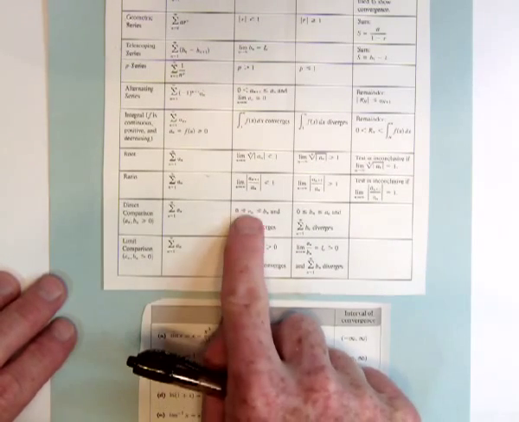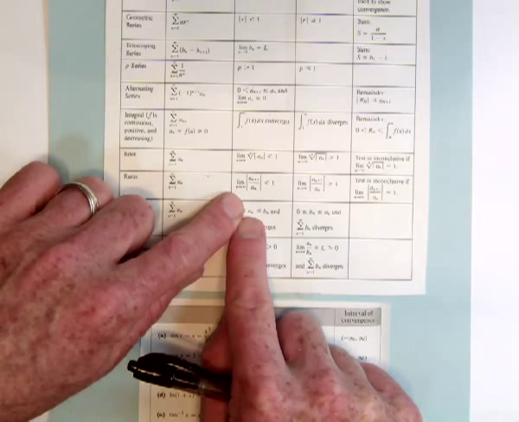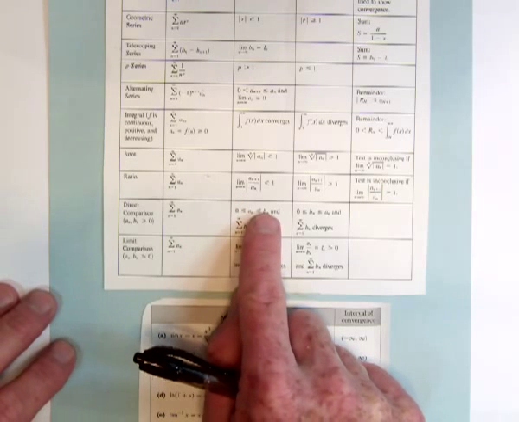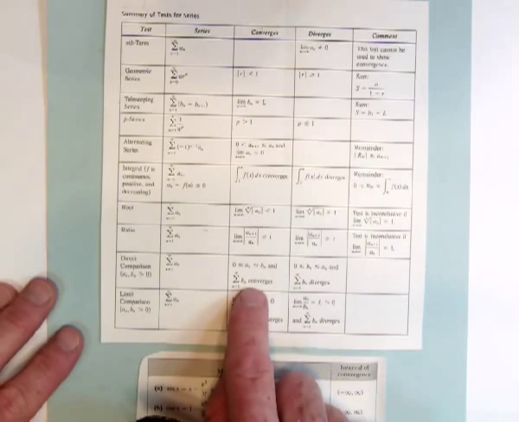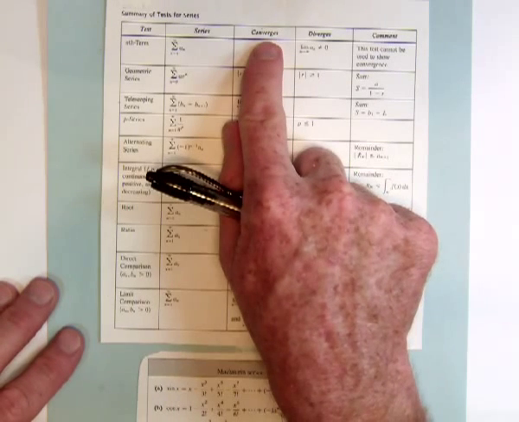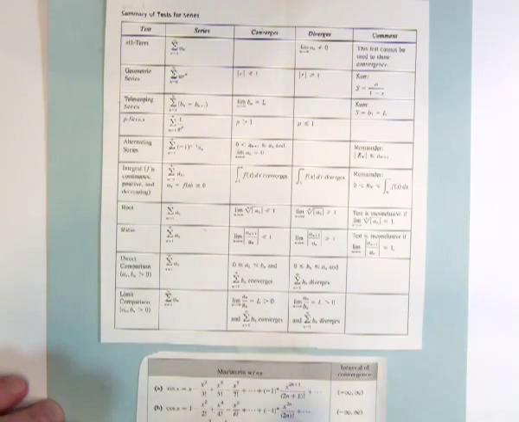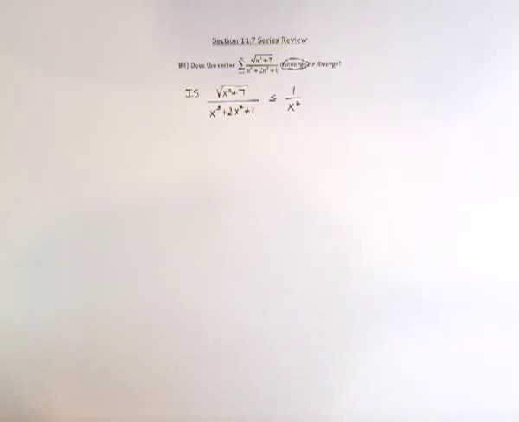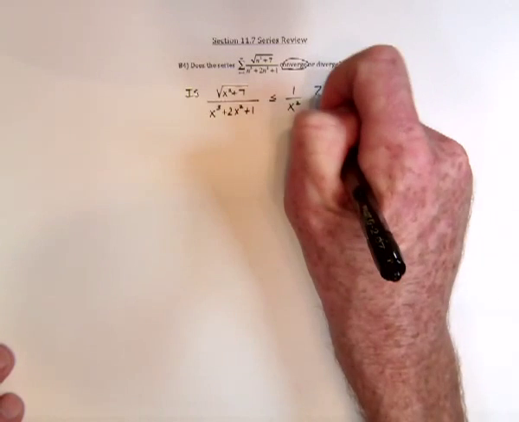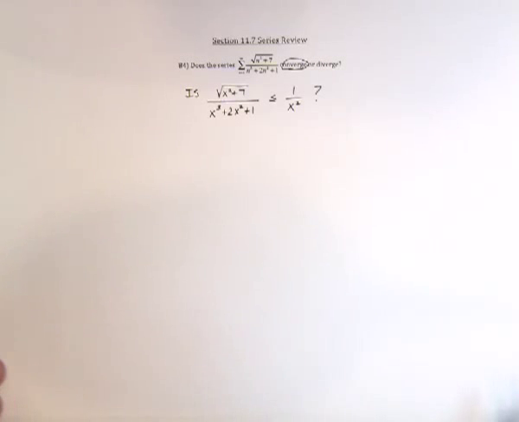The comparison test says if you can show that yours is less than or equal to somebody else's and the other one converges, then your series converges. It does say it needs to be bigger than 0, but all of these numbers are going to be positive since n is starting at 1, so it's the 0 we don't have to worry about. Alright, then we need to find out what values of x this is true for.